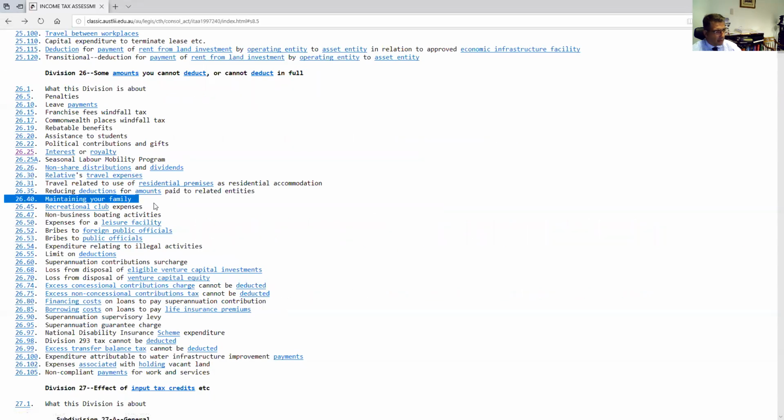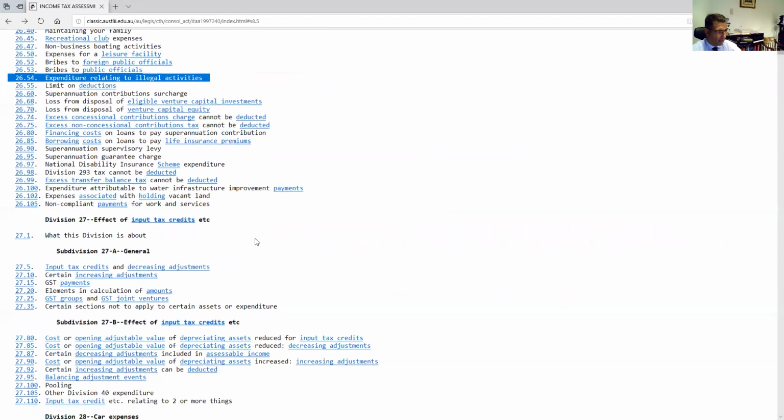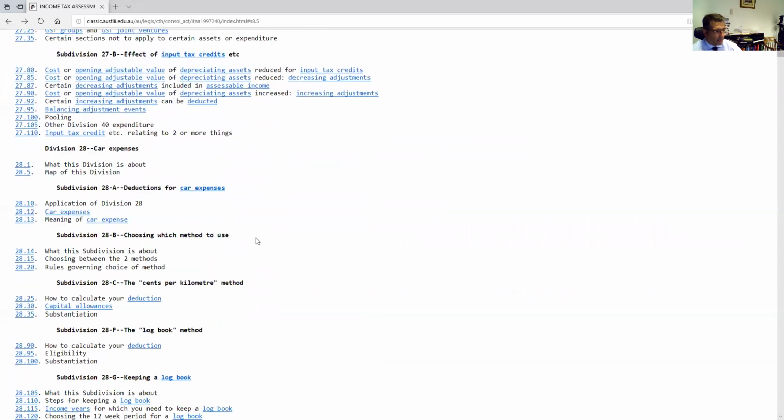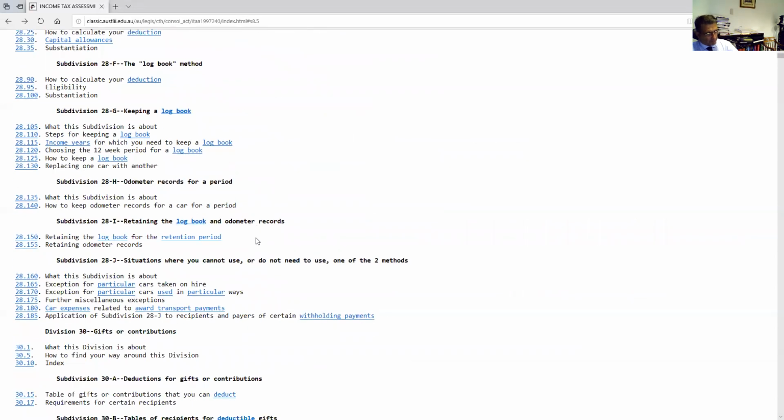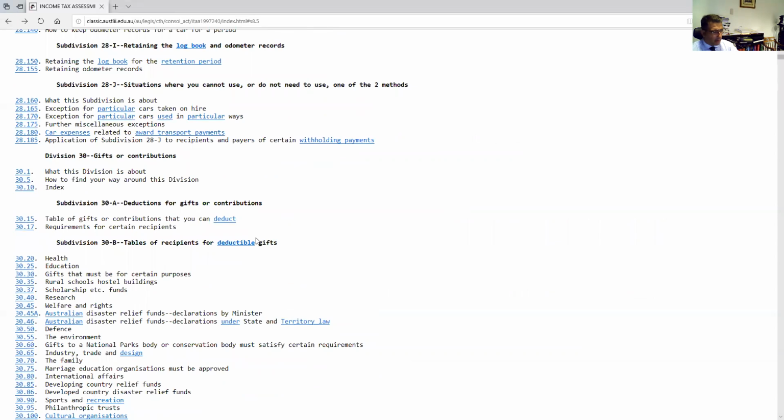Maintaining your family, recreational club expenses, non-business boating activities, expenses for a leisure facility, bribes to foreign officials, bribes to public officials, and expenditure relating to illegal activities are non-deductible. The next division that's relevant for our purposes is Division 30, gifts or contributions.